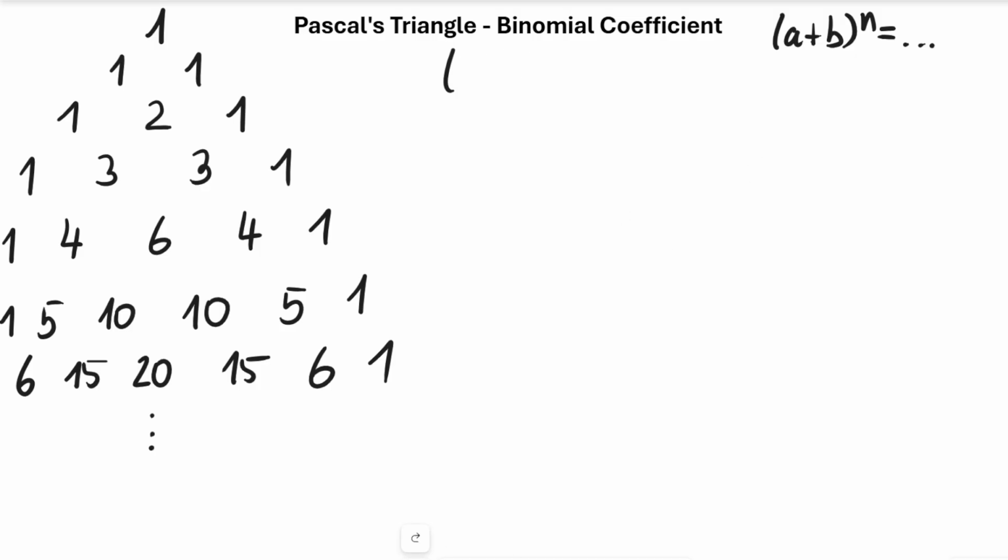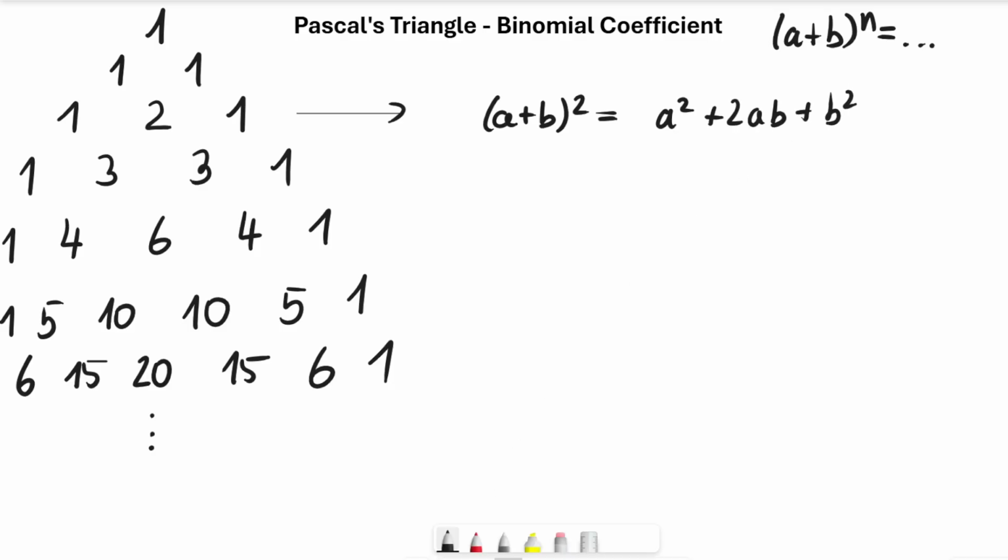I write it a bit below. And here we start counting with 0, 0, 1, 2. So we are here, yeah? So a plus b squared, and you know it is a squared plus 2ab plus b squared. And where are the coefficients? Here, 1, 2, 1.